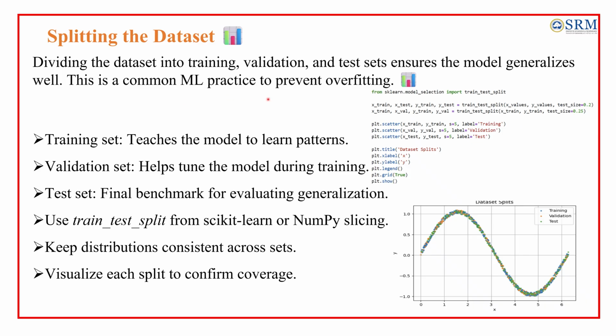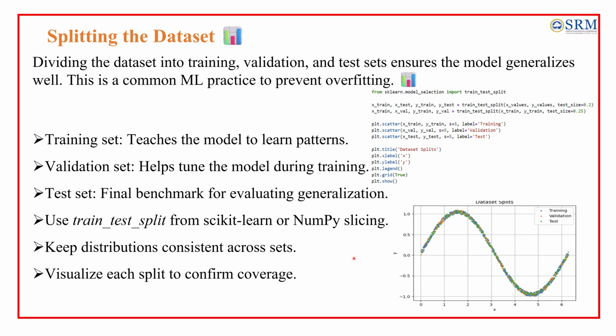Machine learning needs a proper evaluation. That's why we split the data into training, validation and test sets so that the model generalizes well. This is a common practice in machine learning to prevent overfitting. So what is a training set? The training set teaches the model to learn patterns. Validation set helps tune the model during training. Finally, the test set is the final benchmark for evaluating generalization. So we use tools like train_test_split in scikit-learn or slicing in NumPy to make this easy. It's important that all splits represent the same distribution so the model doesn't get biased.